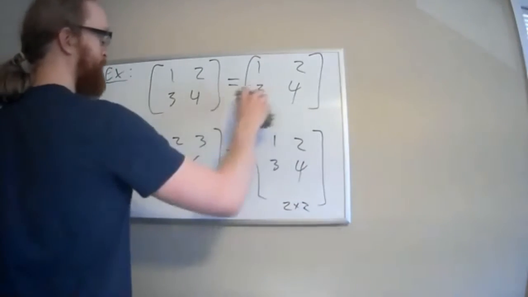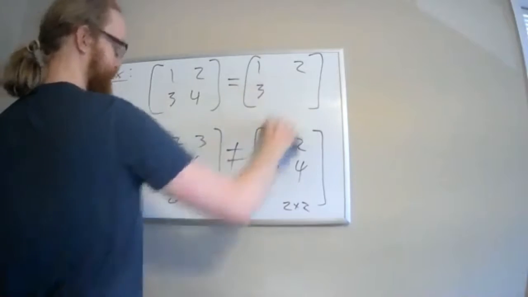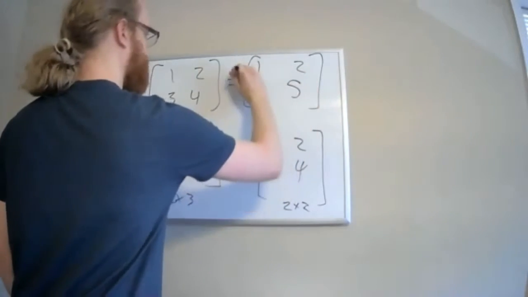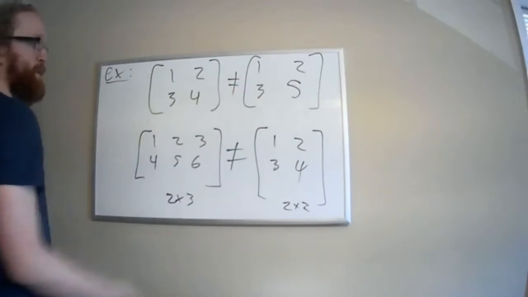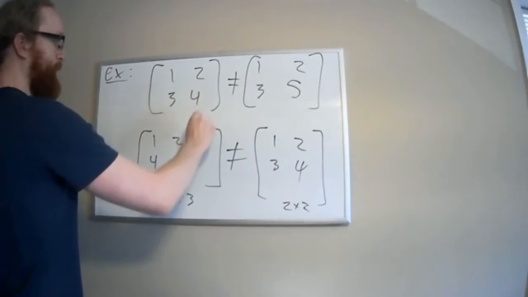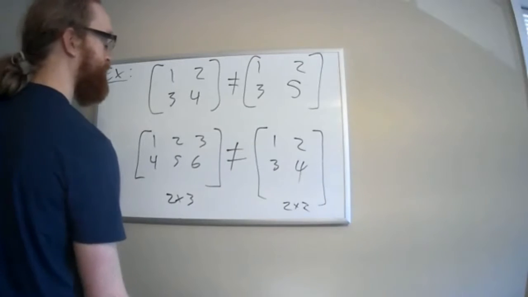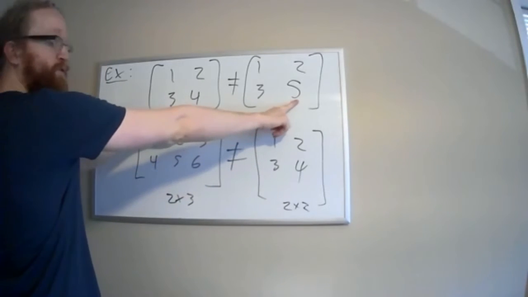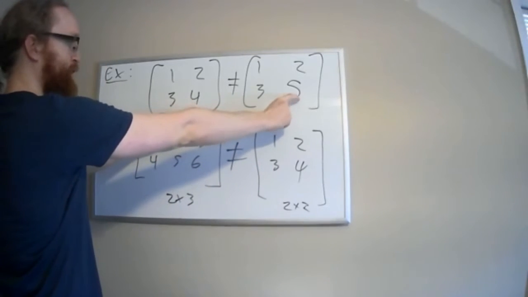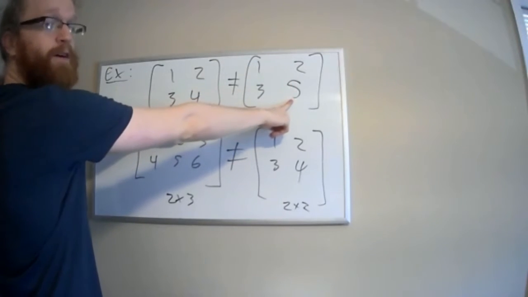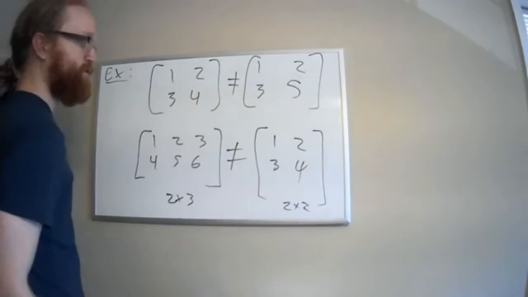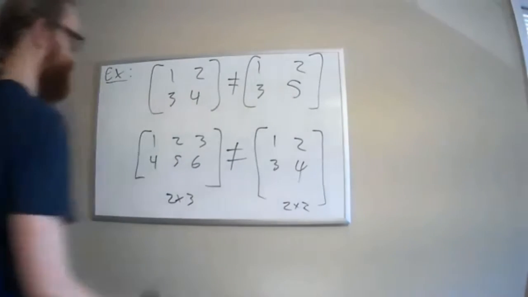A better example of something that's not equal would be something like this. Just change one of these numbers up here. These matrices have the same dimension. They're both 2 by 2. But I have one pair of entries that's not the same. This 4 and this 5 are different, but these are corresponding entries. They're both second row, second column, but they're not equal. So these are not the same matrix. They have 2 entries that don't match. Okay.